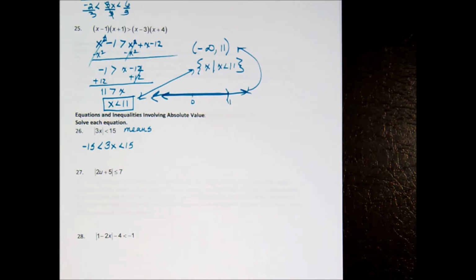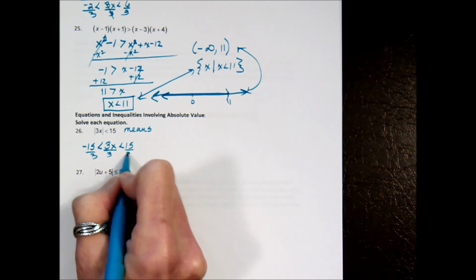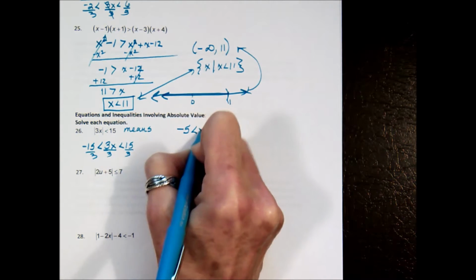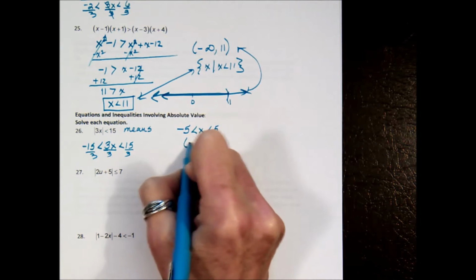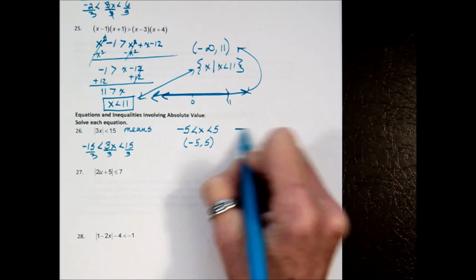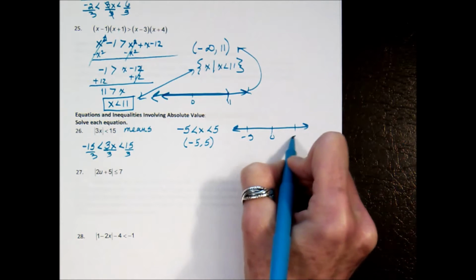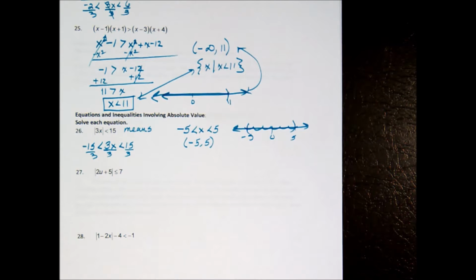So all that's needed to do to solve this is divide by 3, and that gives me negative 5 is less than x is less than positive 5, or negative 5 to 5 in interval notation, and then on a number line, negative 5, 5, it's what is in between. Type 1s are always in between.